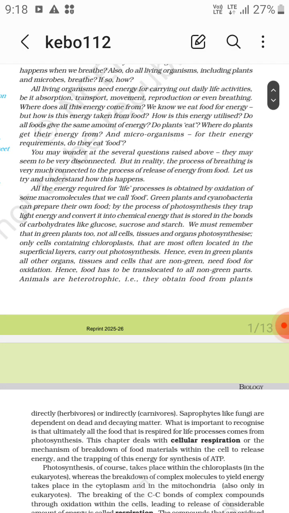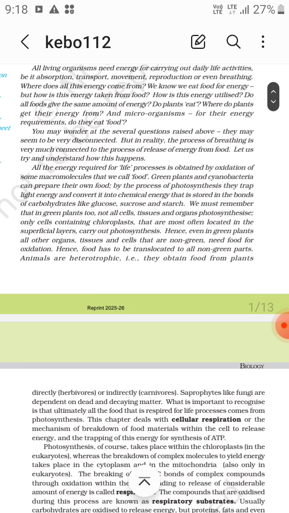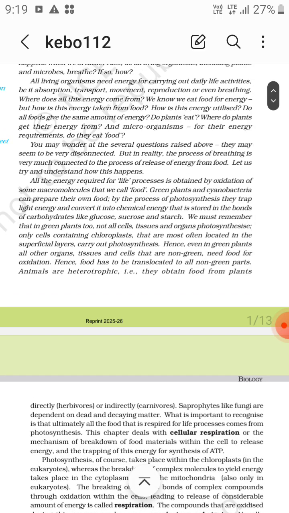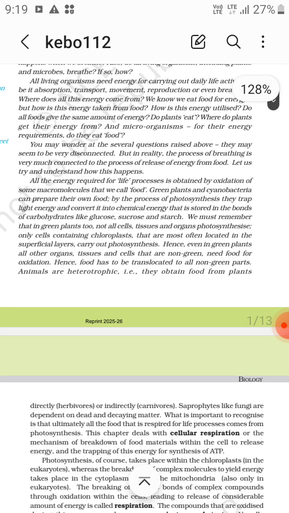All the energy required for life processes is obtained by the oxidation of some macromolecules that we call food. Green plants and cyanobacteria can prepare their own food by the process of photosynthesis. They trap light energy and convert it into chemical energy that is stored in the bonds of carbohydrates like glucose, sucrose, and starch.